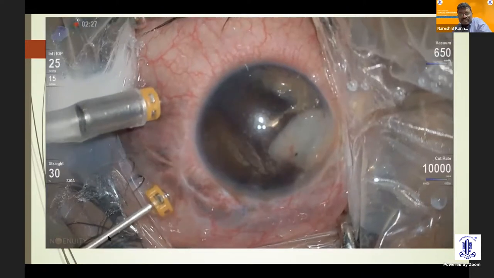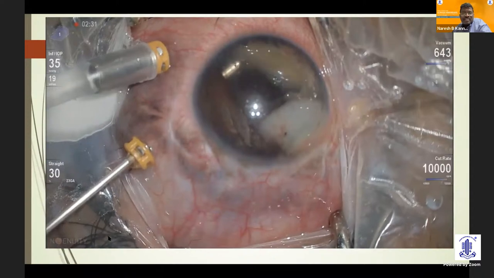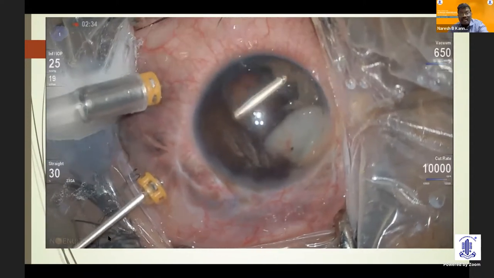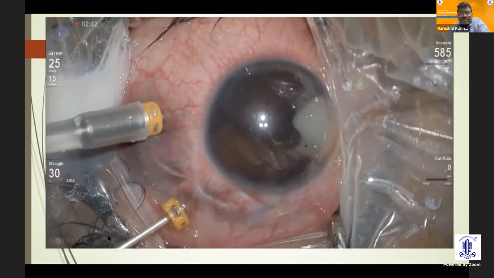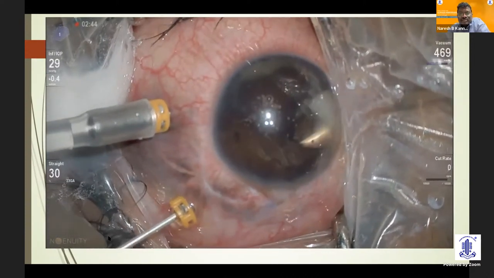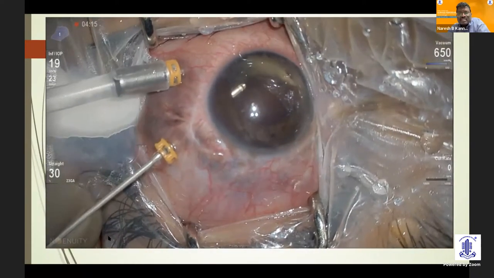We have not placed the SFIOL, the secondary IOL, in this case. We didn't know what was going to be there in the macula, whether the patient is having a post-Berlin's syndrome degeneration or any damage to the macula. So we have reserved the secondary IOL in this case for a later surgery. So the remnant of the lens matter was removed in these cases.